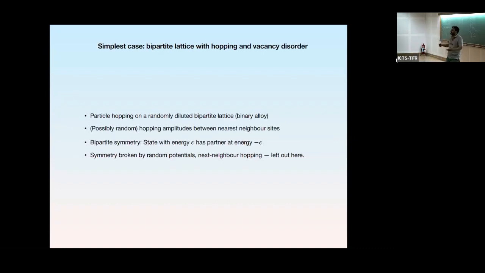And the simplest example of a quantum percolation problem is just a particle hopping on a randomly diluted bipartite lattice. Bipartite is a natural model for binary alloys. You can imagine one of the constituents doesn't have some orbital and the other one does. And so you get vacancies whenever one of the constituents is at that site. And you can have possibly random hopping amplitudes between nearest neighbor sites. And this has an extra symmetry, a bipartite symmetry. So states in that Schrodinger equation with energy epsilon, non-zero, will always have a partner at energy minus epsilon. That's very easy to see. You change the sign of the wave function on one sublattice. This symmetry is broken by random potentials, next nearest neighbor hopping. I'm leaving all that out.